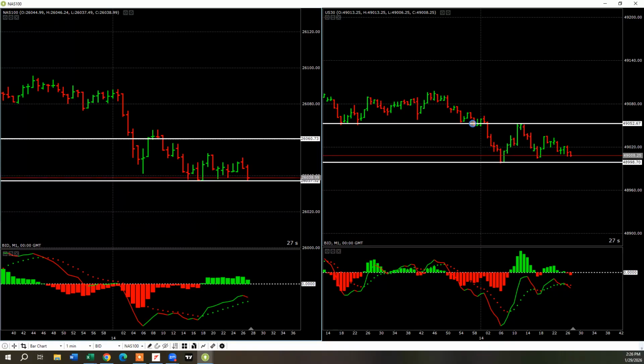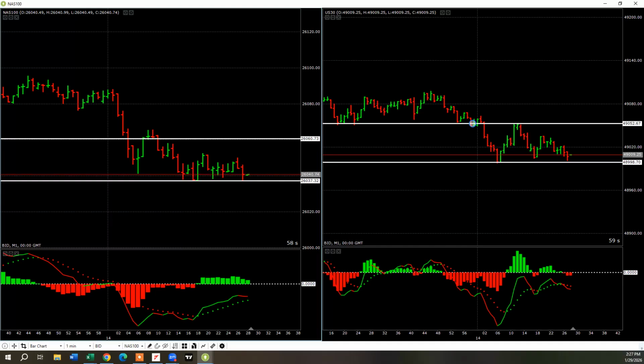26,060 on the NAS. Then when we look at the Dow, it's very clear we're right by a very big round number there. So 48,998 represents where we are able to sell it. Sadly, all the way up around 49,052 is where the clear and present long is. But if we can go through 49,040 with the NAS, there's an early sneaky entry up to 49,080.